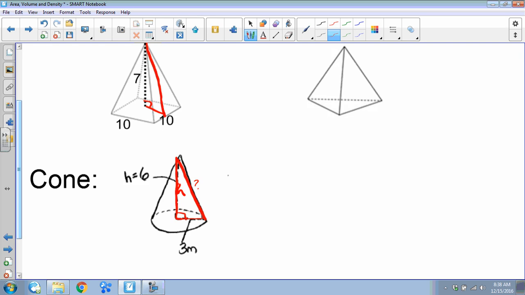So if the bases are the same on top and bottom, it's just the area of the base times the height. If it comes to a pointy top, then it's 1/3 the area of the base times the height.